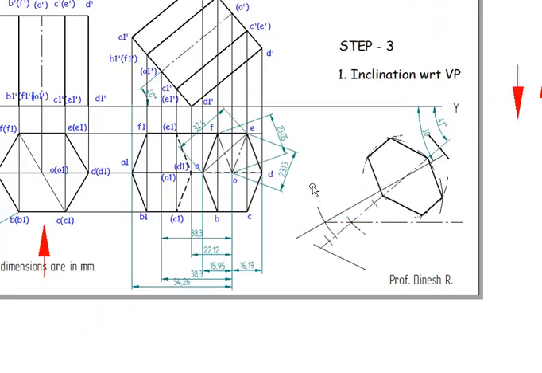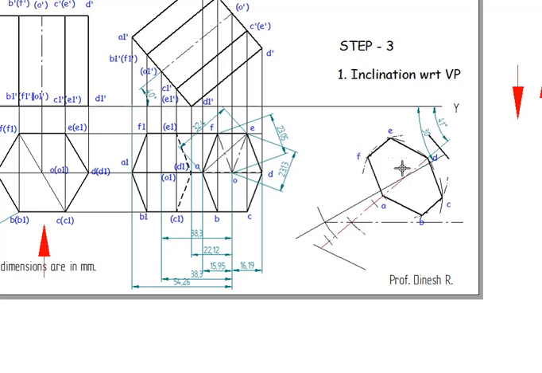So let's write the annotations. This point is A, this point is B, this is C, this is D point, this point is E, this point is F. So we are just drawing it on the beta line, which is equal to 41 degrees. Now we are going to draw the lines which are going to be parallel to this.